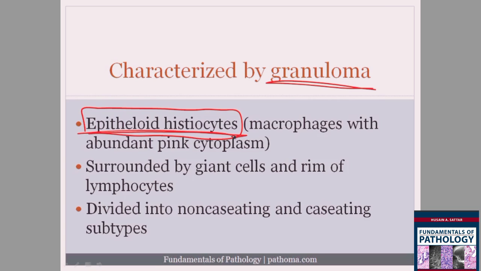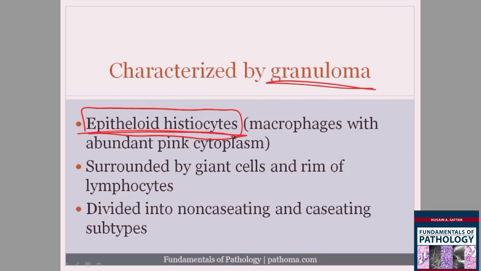Macrophages normally have a foamy cytoplasm, a relatively clear cytoplasm. However, when macrophages get activated, they develop abundant pink cytoplasm, and those are called epithelioid histiocytes, and the aggregate of epithelioid histiocytes is called a granuloma. So when you have aggregation of epithelioid histiocytes, that's called a granuloma.